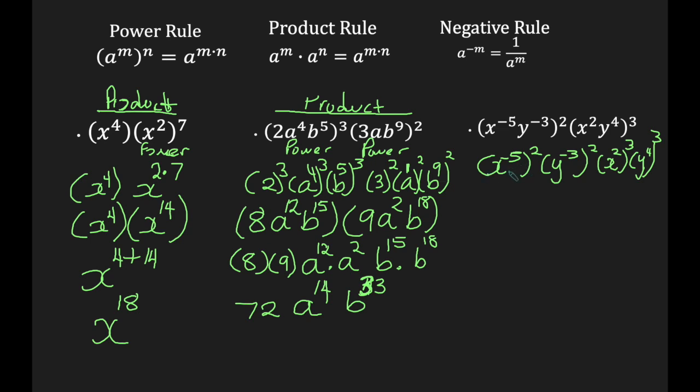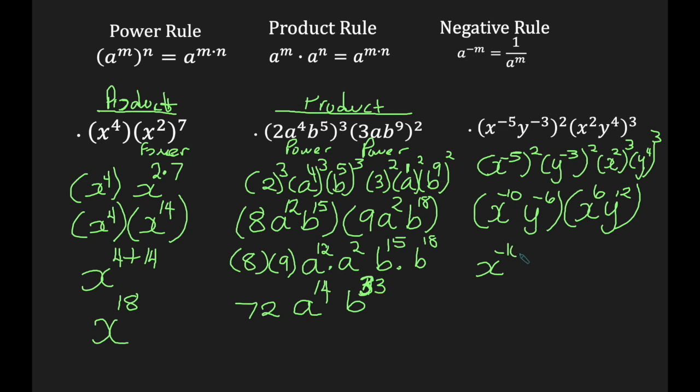And remember the power rule, you keep your base and you multiply. Negative 5 times 2 is negative 10. For our y, negative 3 times 2 is negative 6. For our x's over here, 2 times 3 is 6. And for my y, 4 times 3 is 12. So we did the power rule first. Now we're going to do the product rule. And the product rule states that when your bases match, you keep your base and add the exponents.